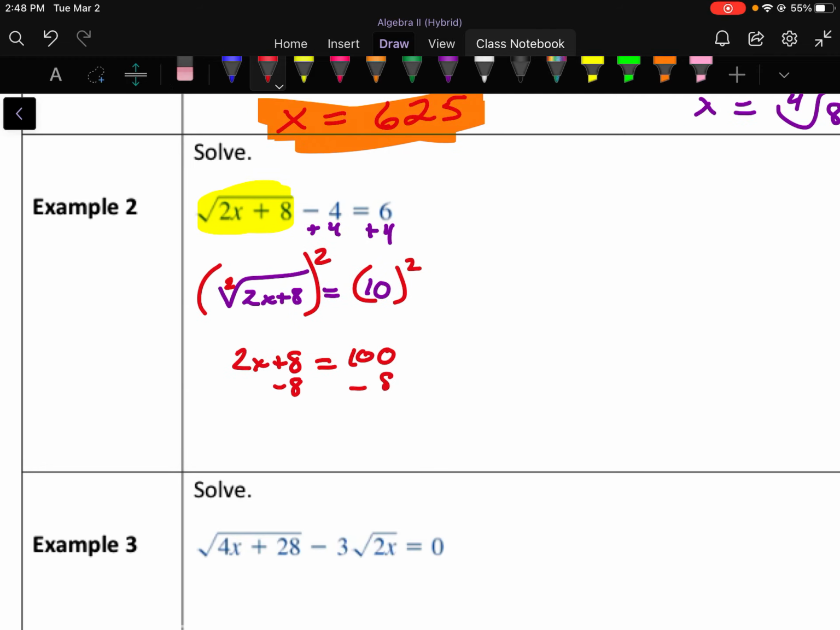Subtract 8. 2x equals 92. And if you divide both sides by 2, x will equal 46.